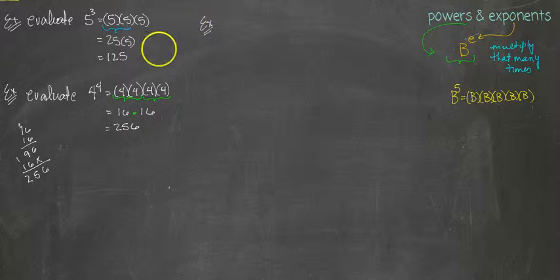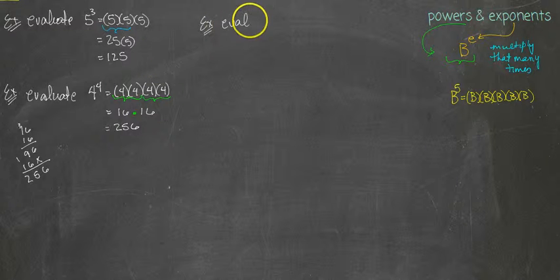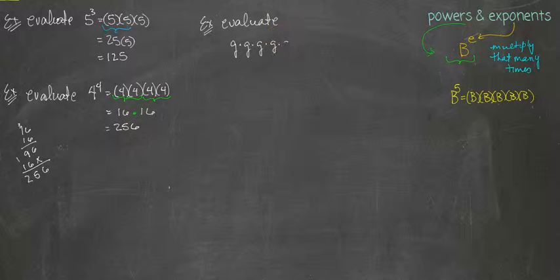This time we're going to take a string of bases. So let's take the letter G times G times G times G times G times G times G. And this time I want to write this as a power. Well, the base is clearly G, so that part I've got going for me already. And then I just have to figure out what the exponent is. 1, 2, 3, 4, 5, 6, 7. G to the 7th is the same thing as G times G times G times G times G times G times G.